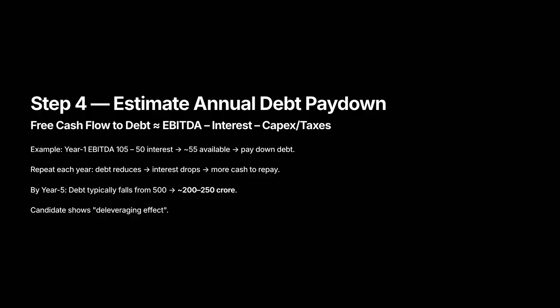Step 4. Estimate annual debt paydown. Now think like a lender. In year 1, EBITDA of 105 minus interest of 50 leaves about 55 crore. That amount reduces debt. Next year, debt is lower, interest is lower, so more cash goes to repayment. By year 5, debt typically falls from 500 to roughly 200 to 250 crore. This deleveraging effect is one of the strongest value drivers in an LBO.